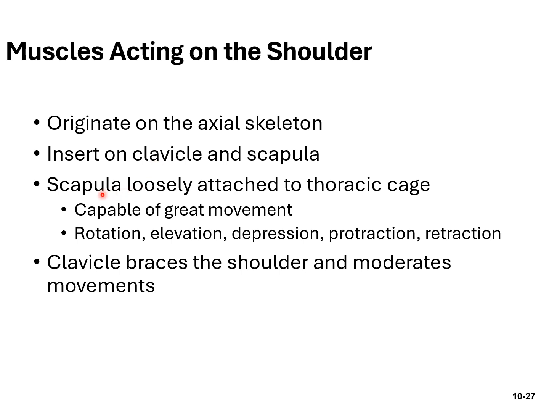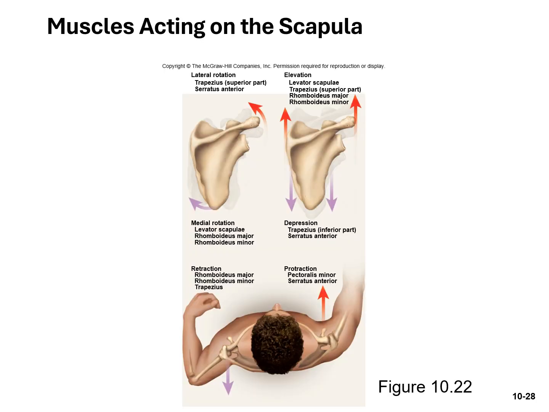The scapula, because of the way it's shaped, is capable of very large movements. It can rotate, elevate, depress, protract, and retract. So it has a lot of ways it can move. And the clavicle is going to brace the shoulder and moderate its movement into certain directions. So lateral rotation, elevation, depression, medial rotation, protraction forward, retraction back. If you remember the definitions of all those exercises, you know exactly how you would be able to do these different types of movements.